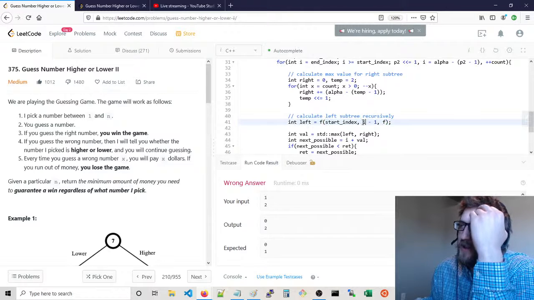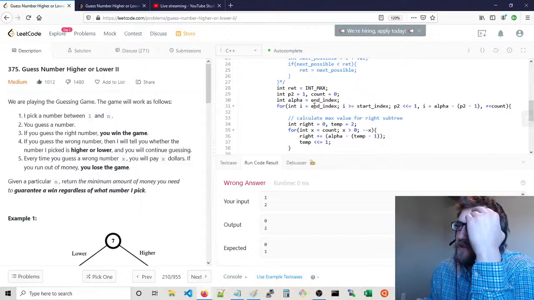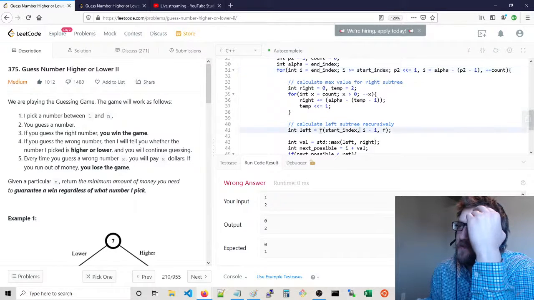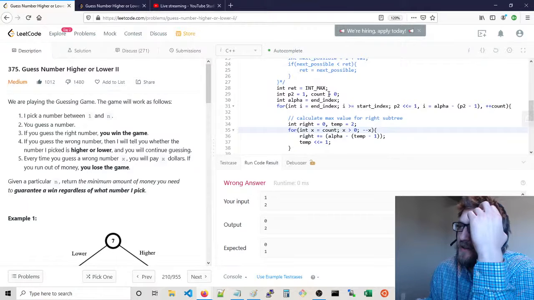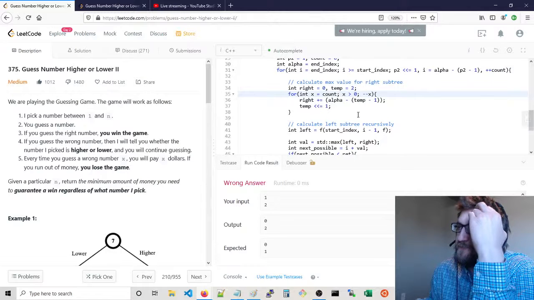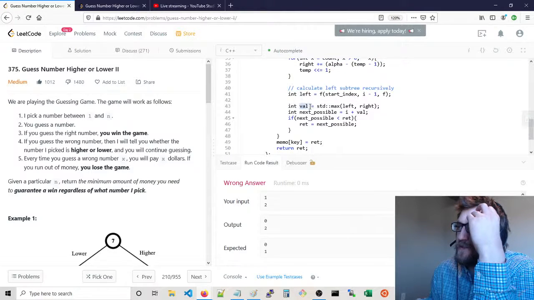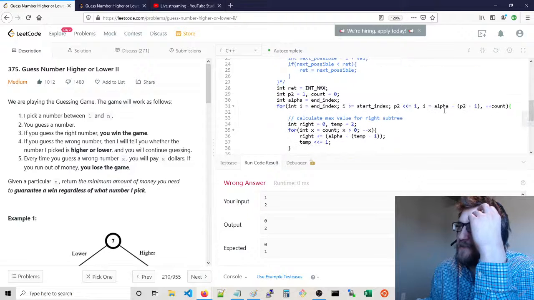Start index is 1. I minus 1 is 1, right? This 2. I starts off at this end index of 2. So this should be 0. So right should be 0, left should be 0. And set this value to be 0, I plus 0, y is 1, next possible less than ret, which it is. So we have ret set properly. Okay, so we should just return there.